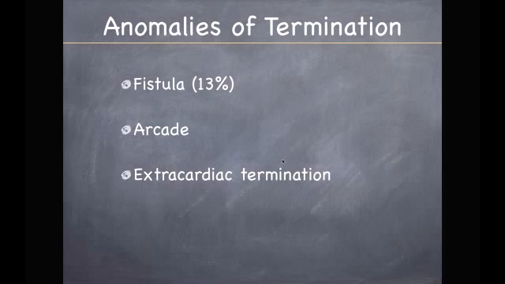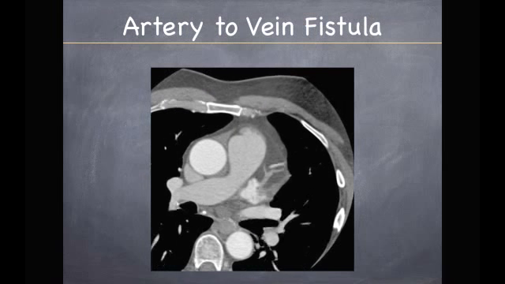The most common would be fistula, which occurs in about 13% of patients. There can also be what's called arcades. So this is a direct communication between the two arterial systems, between the left and right coronary arterial system, by these relatively straight vessels. So they're not tortuous vessels like you would expect to see with collaterals. And then there can also be termination extracardiac.